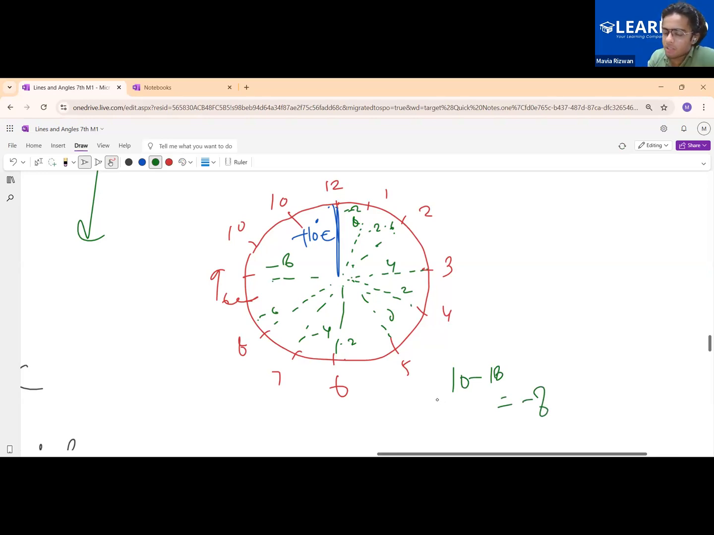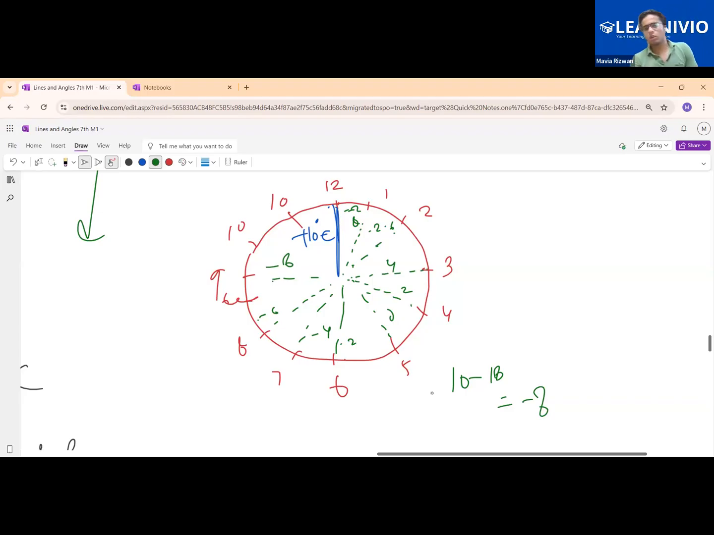Are you understanding how integer is being used here? 10 minus 18. Sir, how did you find minus 18? See, it dropped from 10 to 0, which is a drop of 10, and then 0 to 8, a drop of 8. So 10 and 8 becomes 18. Got it? So this is the total drop, 18.